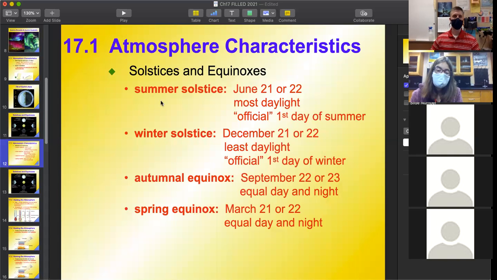Some important dates: you have the two solstices, summer solstice and winter solstice. Respectively, that's the day with the most daylight and the day with the least amount of daylight, and also the first day of summer and the first day of winter.